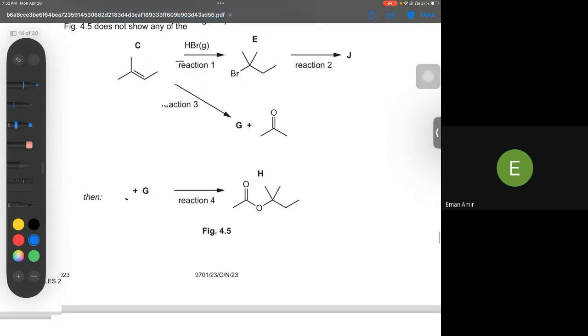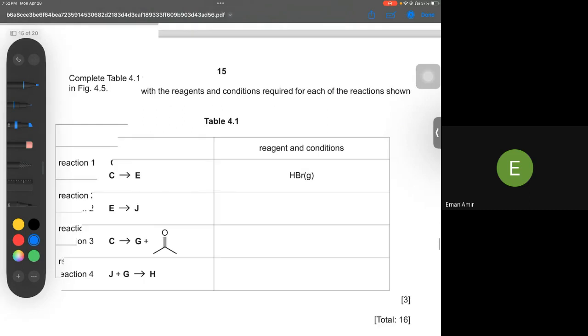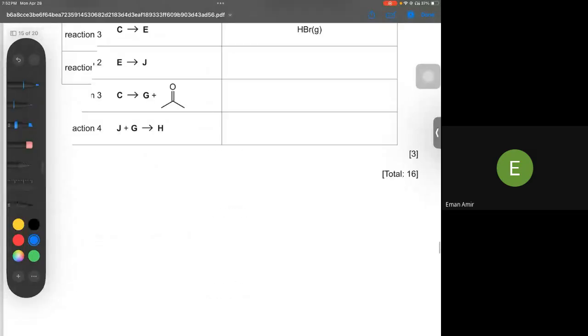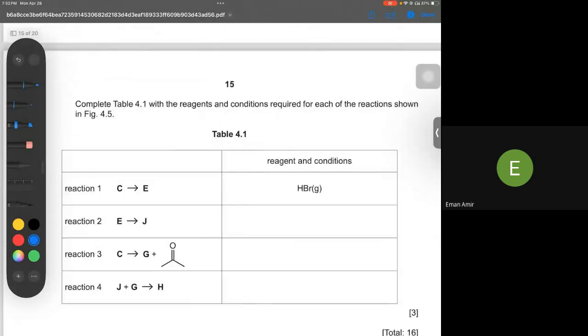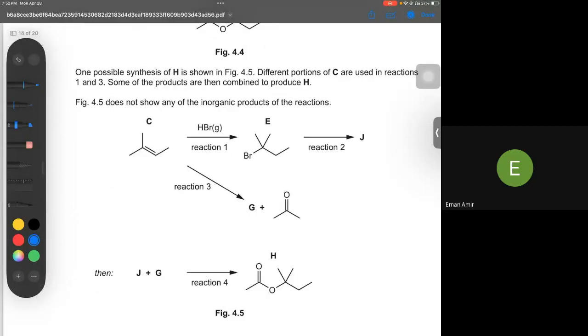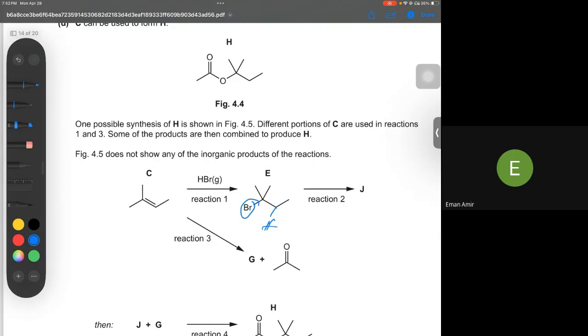And okay. This is D, and then they are talking about the. Okay, this is going to be end. Nice. C to E with HBr and E to J. Of course, this is Br, and it would be having H. So the possibility is that C can be used to form H.